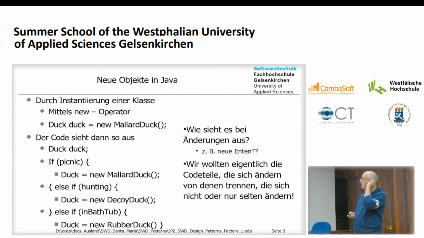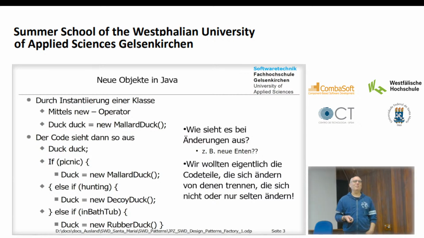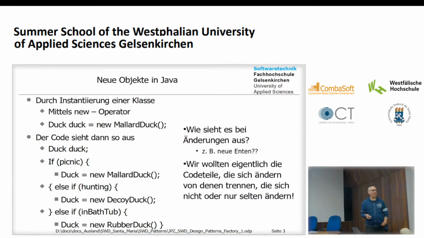For new objects, it's a new operator. If we have a duck, we can say a duck is a new mallard duck, then we have a new duck. If you have a picnic, it's a mallard duck. If you are hunting, it's a decoy duck. And if you have a small child and a bathtub, it's a rubber duck. And a rubber duck can fly, but not really. They just can be thrown to the head of the father.